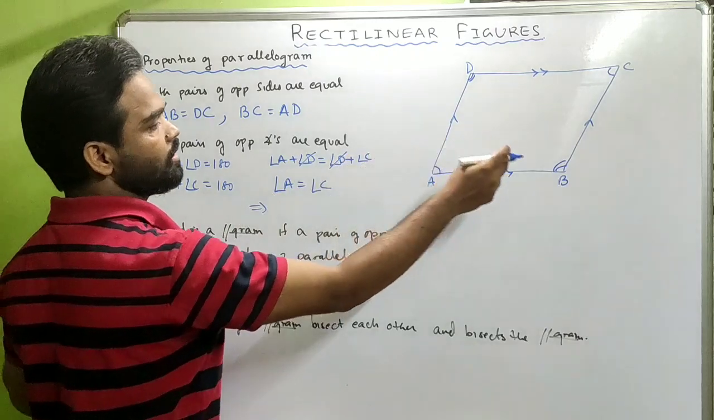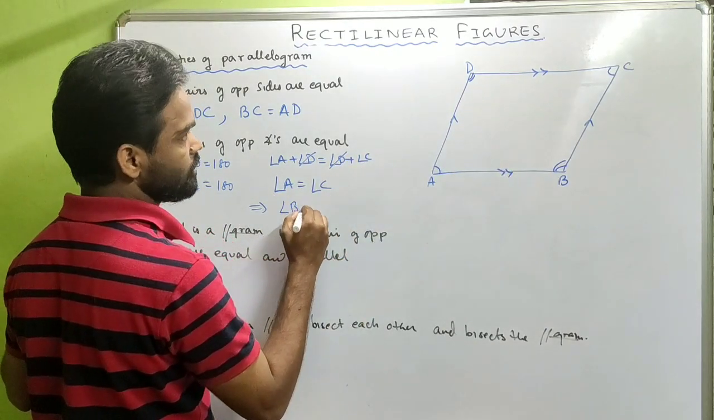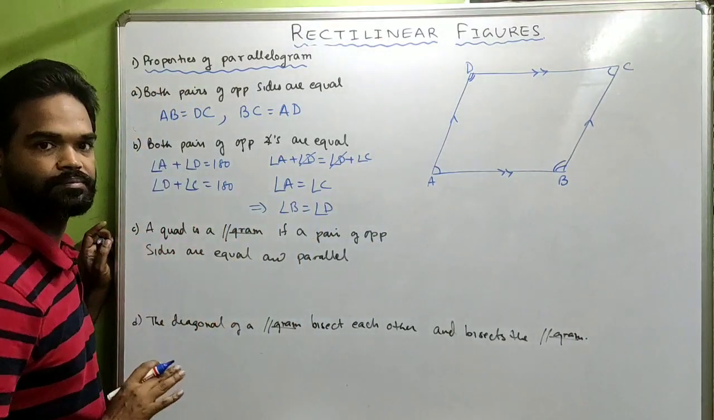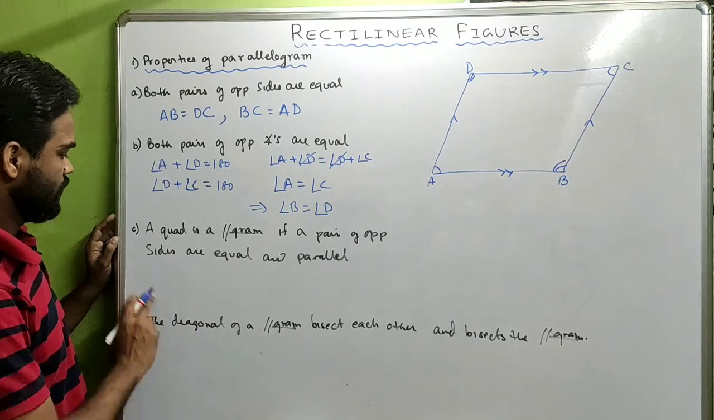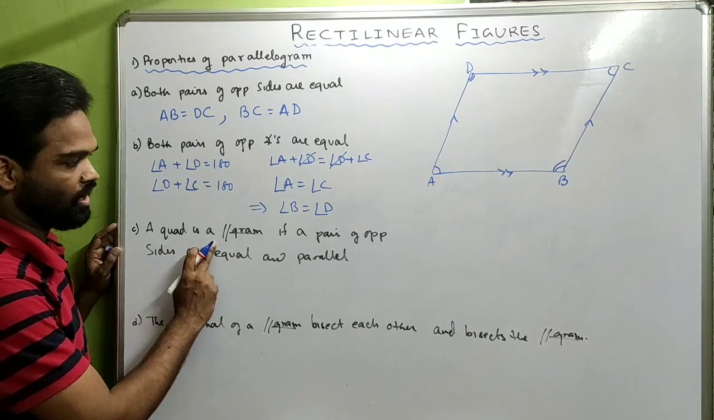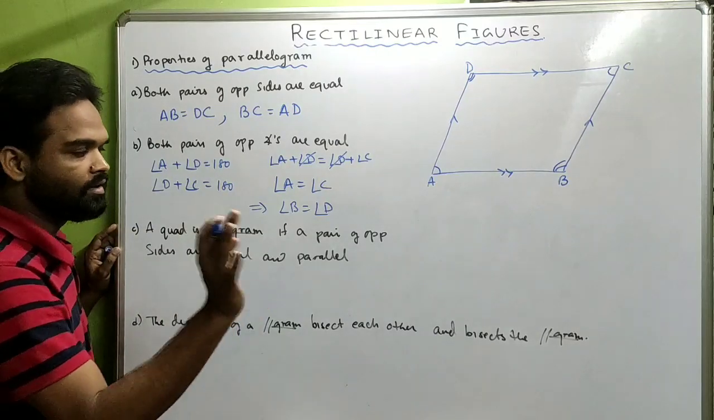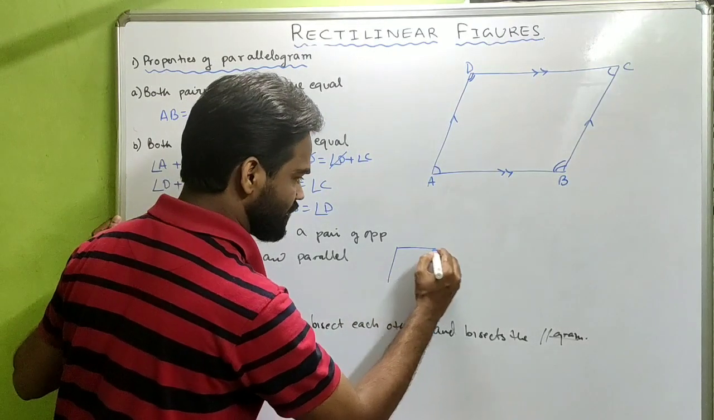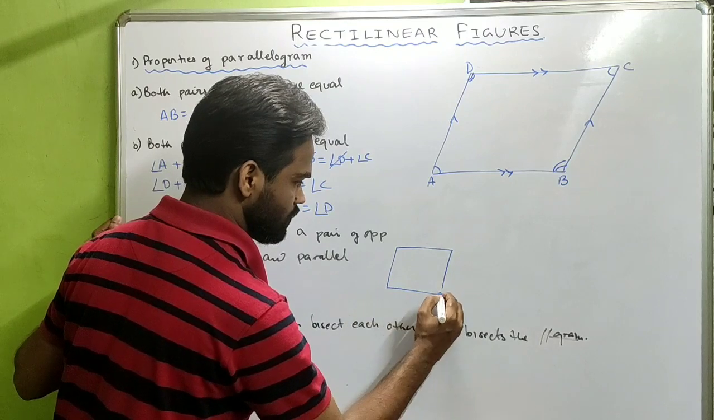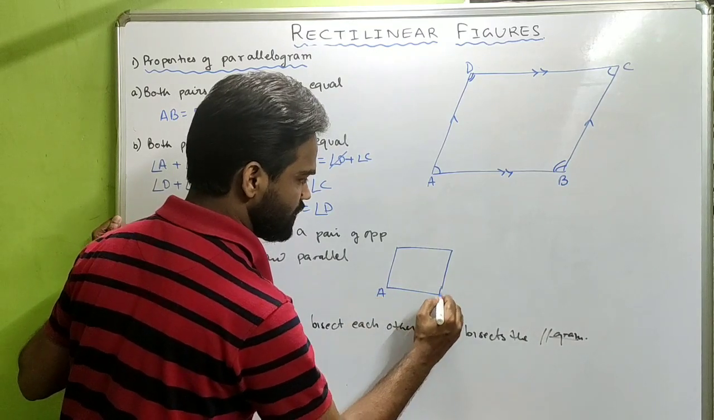Similarly, we can prove that angle B is equal to angle D. Done. Now, a quadrilateral is a parallelogram if a pair of opposite sides are equal and parallel. Which means for a given quadrilateral, A, B, C, D.